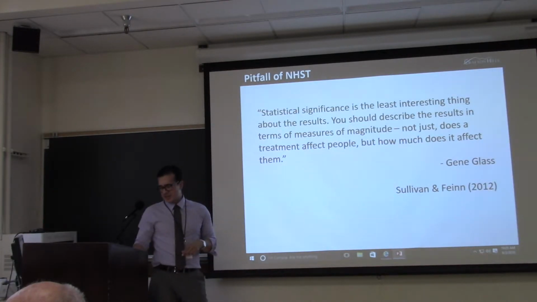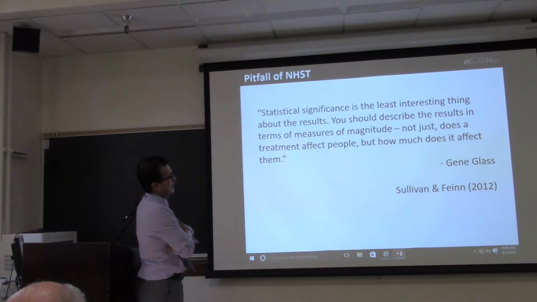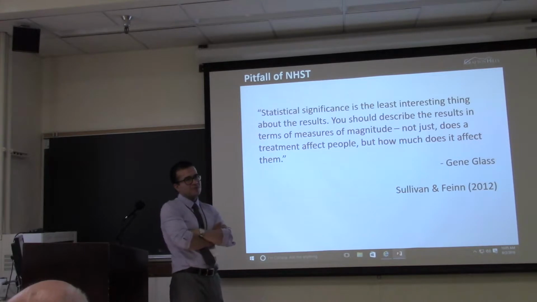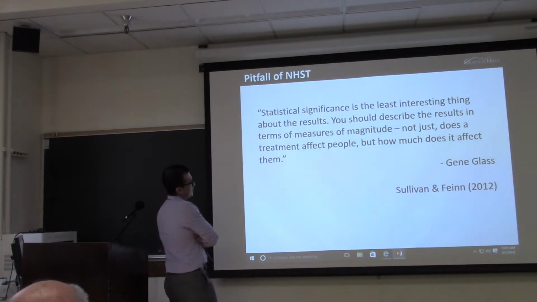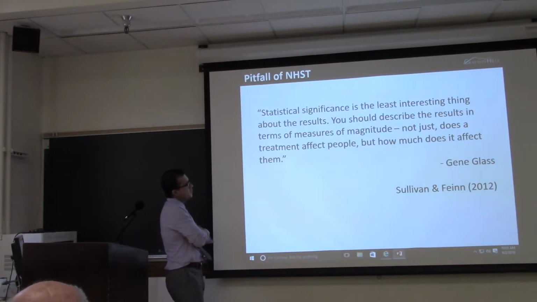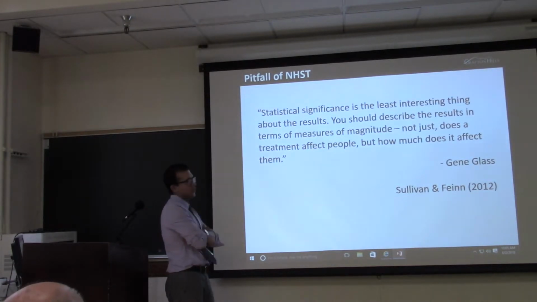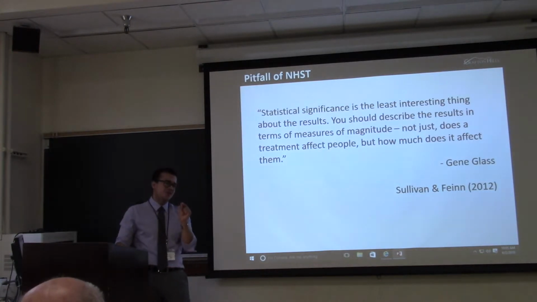So I'd like to share here a quote from one of the titans in methodology, Gene Glass, who was the father of meta-analysis, for those of you that are familiar with that approach. "Statistical significance is the least interesting thing about the results. You should describe the results in terms of measures of magnitude, not just does the treatment affect people, but how much does it affect them."